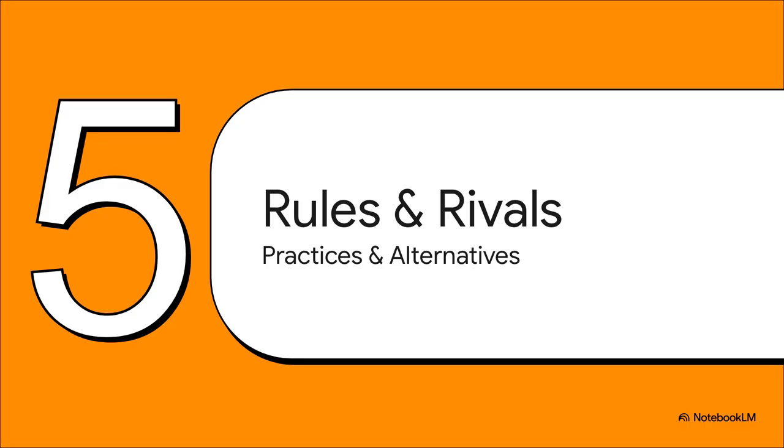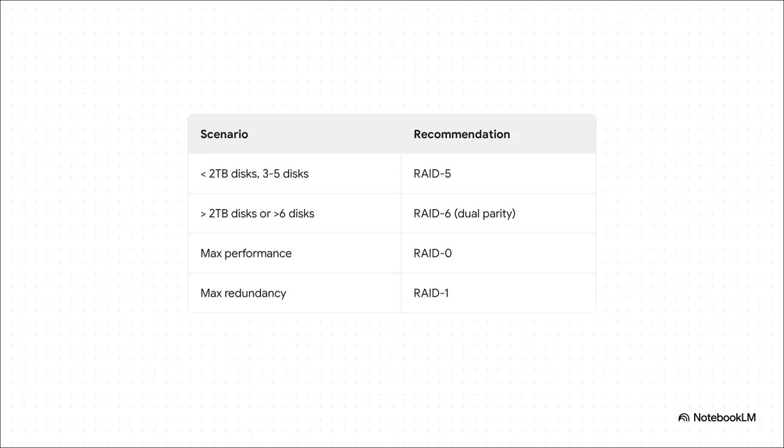Let's wrap up with some critical rules of the road and take a quick look at how RAID 5 stacks up against some of its rivals. Think of this table as your cheat sheet for choosing the right RAID level. The key takeaway here, honestly, is that if you're working with big disks, and these days, who isn't, RAID 6 is a much, much safer bet. Why? Because it can survive 2 disk failures, which is just critical during those super long and risky rebuild periods.